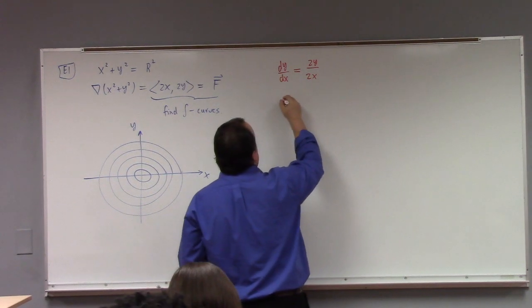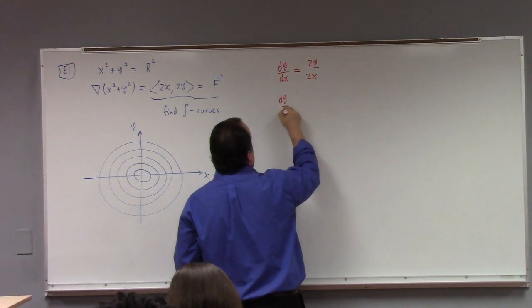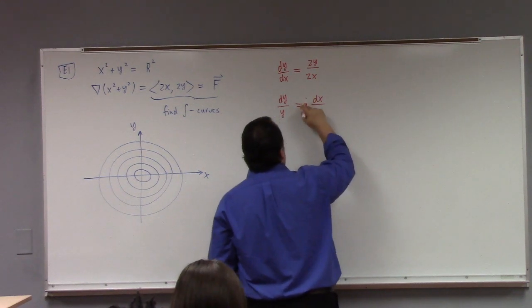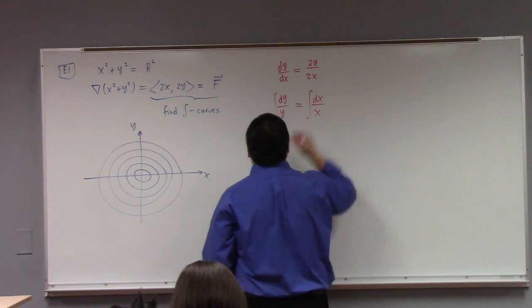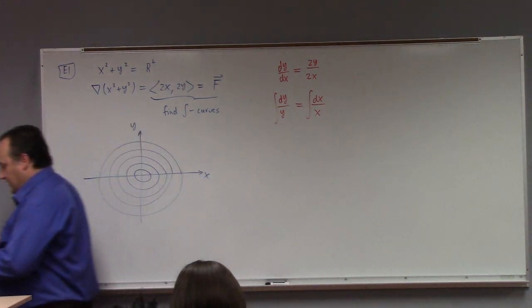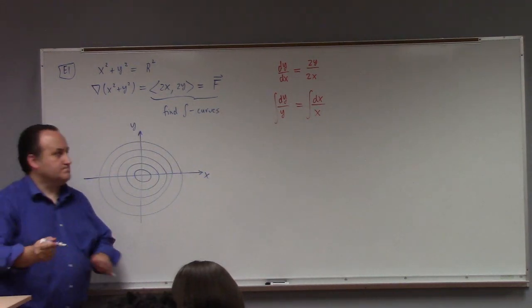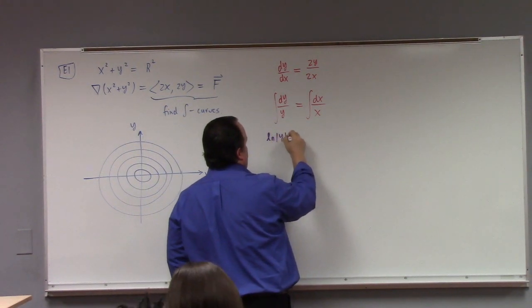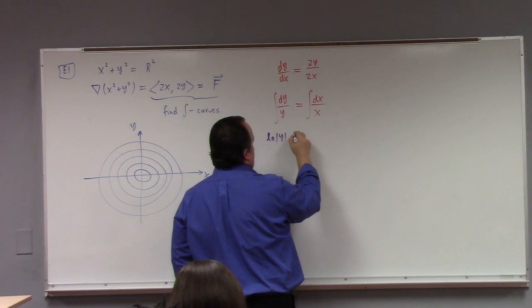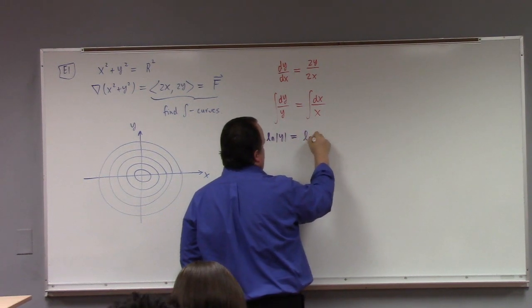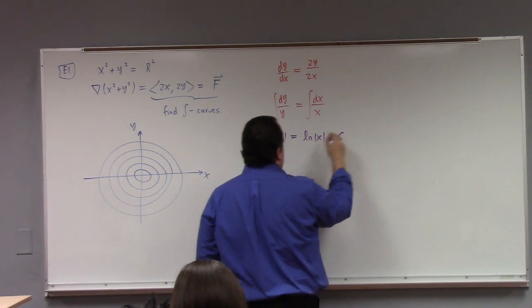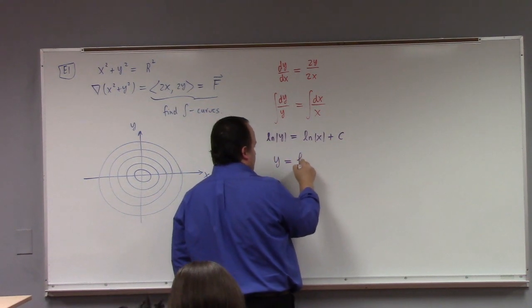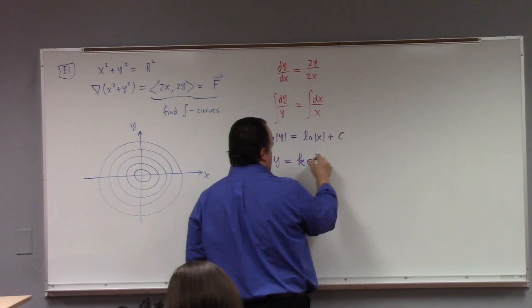Right, so we've got dy over y is equal to dx over x. That's one way we could solve this. Separate, integrate. How's that go? It goes natural log absolute value of y is equal to the natural log the absolute value of x plus a constant, and then we solve that and get y is equal to some constant k e to the x.